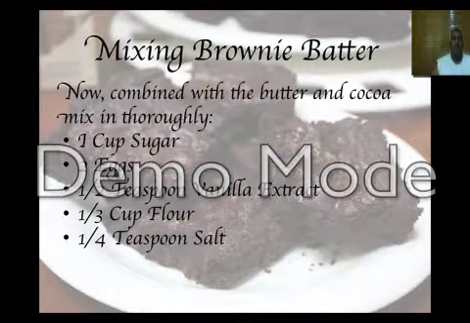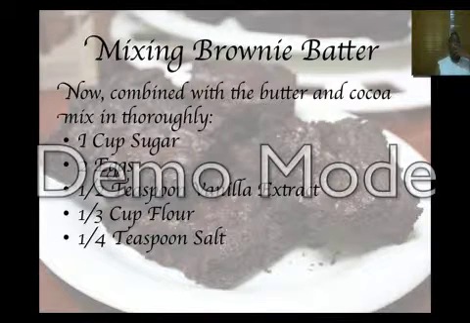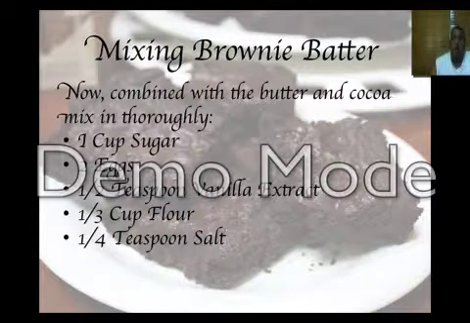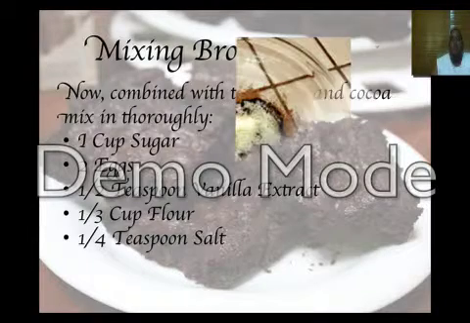Now we have the mixing of the brownie batter. That's the butter and the cocoa combined. You mix it thoroughly with the 2 eggs, like I said, the cup of sugar. Then you add the half teaspoon of vanilla extract. Oh, you also have salt. I forgot to mention the salt. I'm sorry. Here we have the 1/4 teaspoon of salt mixed in with the brownie batter.